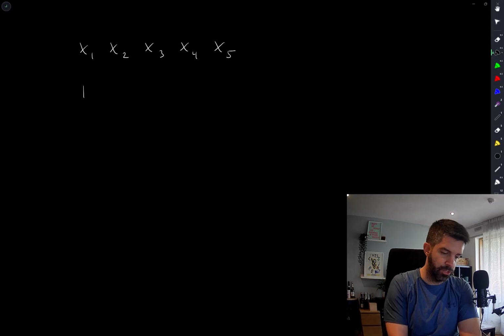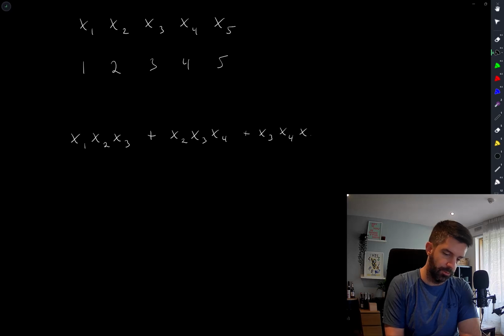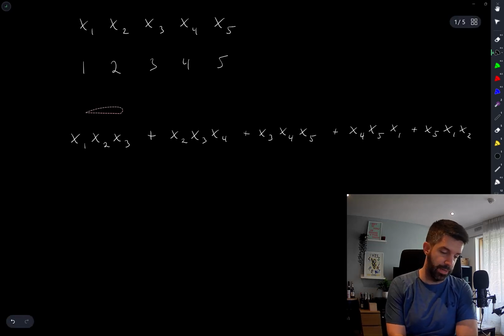So some permutation of the numbers 1, 2, 3, 4, 5, and this expression, it's basically every sort of three-way circular product. We want that to be divisible by 3. And we need the number of ways that we can do this.